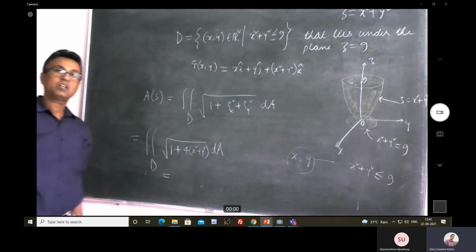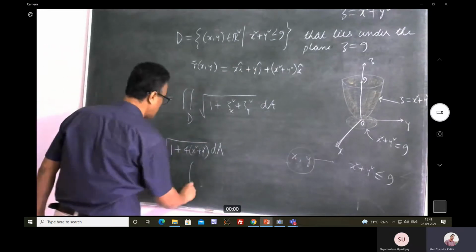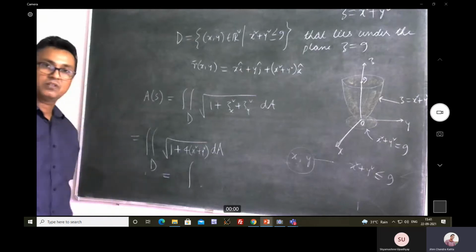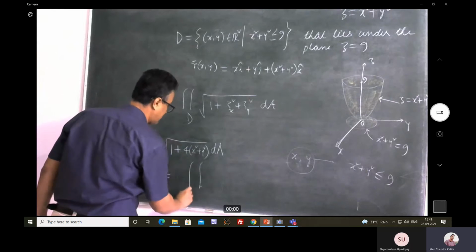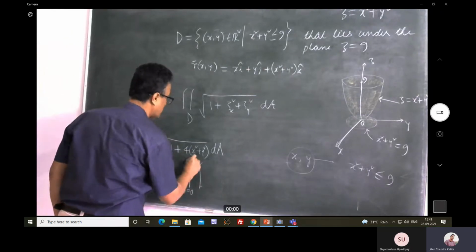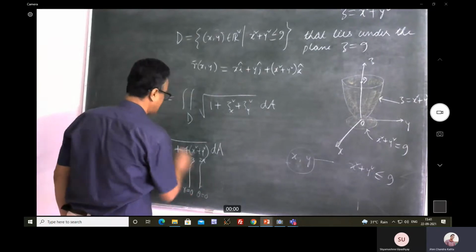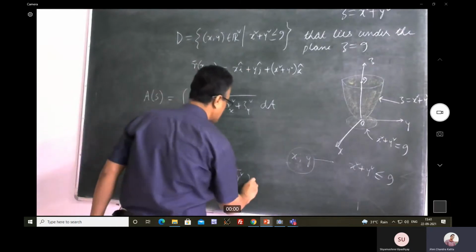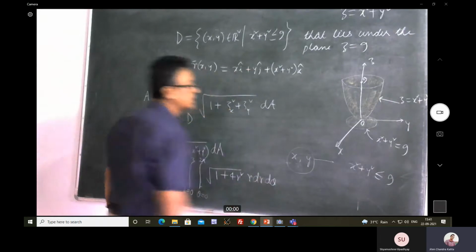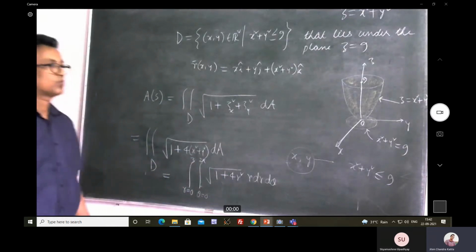Once you have arrived at this, it simply becomes a double integral, and you can simply use the r theta concept. If you consider the r theta plane, then r is going to go from 0 to 3, and theta is going to go from 0 to 2 pi. The integrand is going to be the square root of 1 plus 4r squared, and dA is going to be r dr d theta. So you know how to integrate it. I don't want to do this.